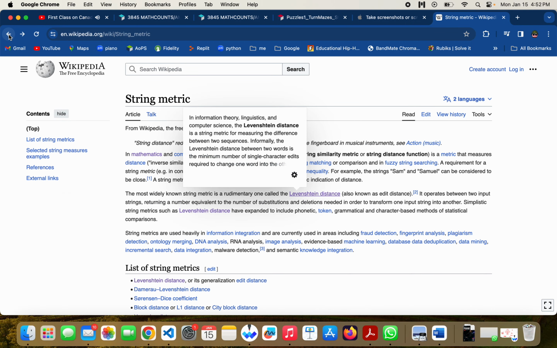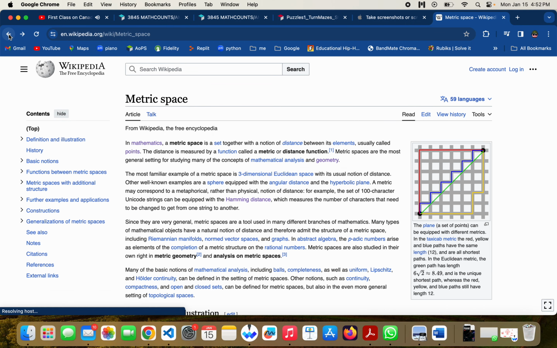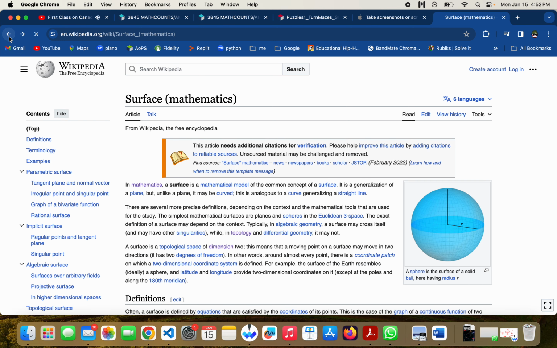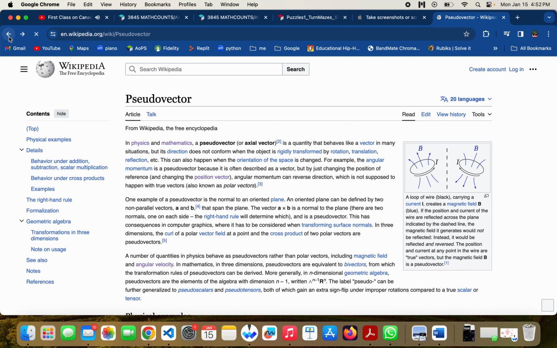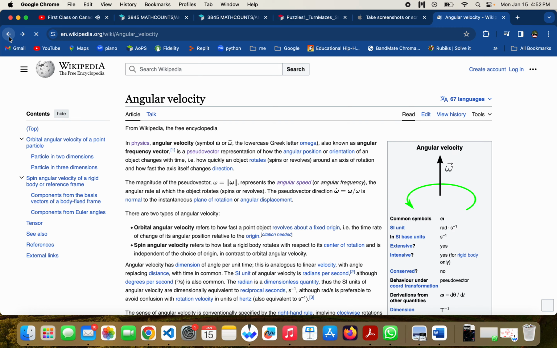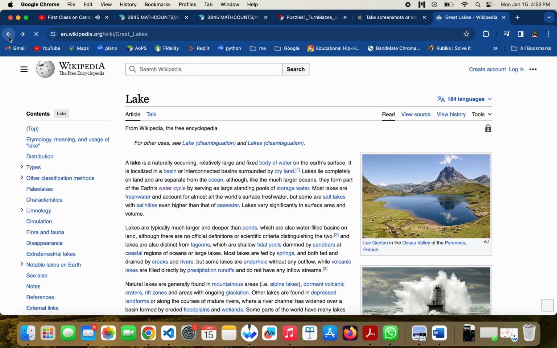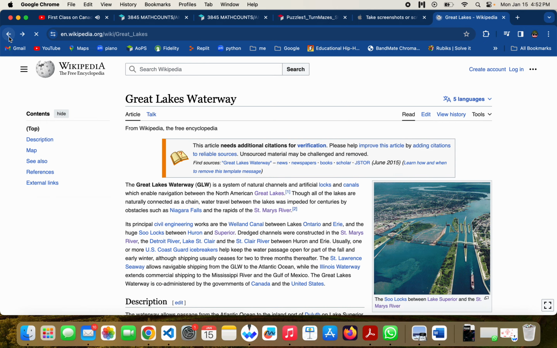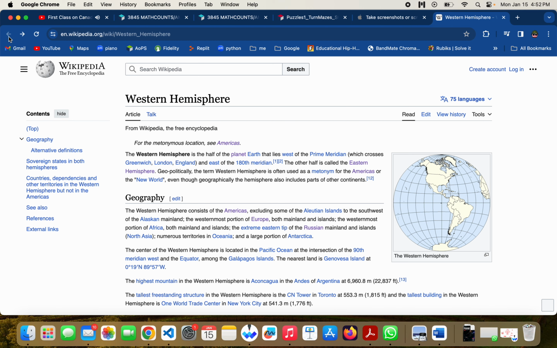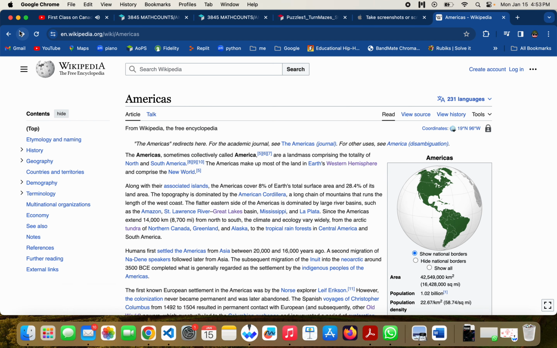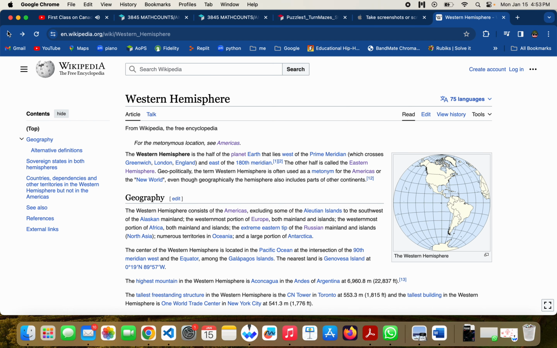Okay, and now let's see everything else. String metrics. Oh, we went to Hamming distance earlier. And now we have all this. Now you might see some repeats because I went through them. And let's go back to calculus. We didn't start in the Western Hemisphere. Oh, where is calculus? Well, we started at calculus, but seemingly it's not here.